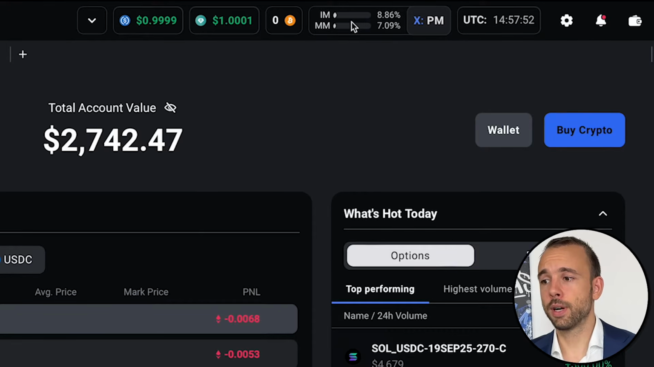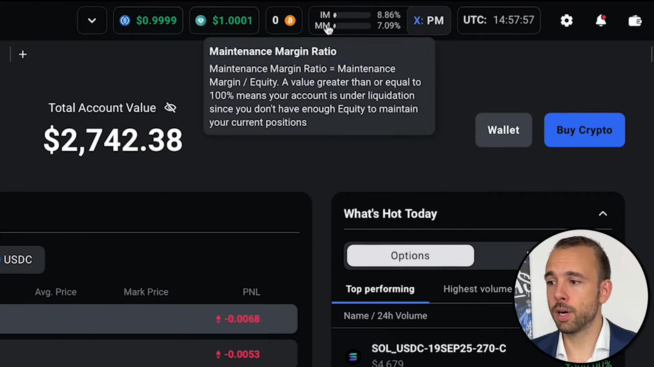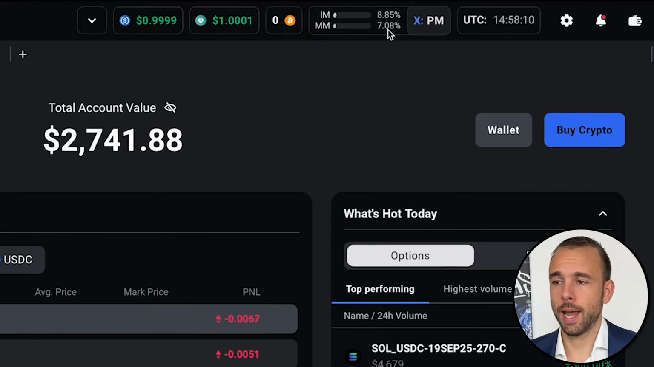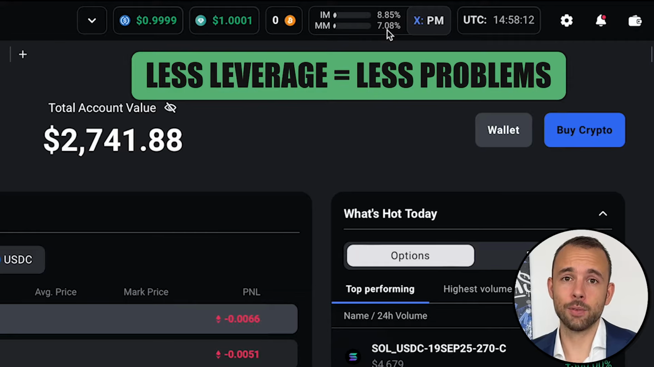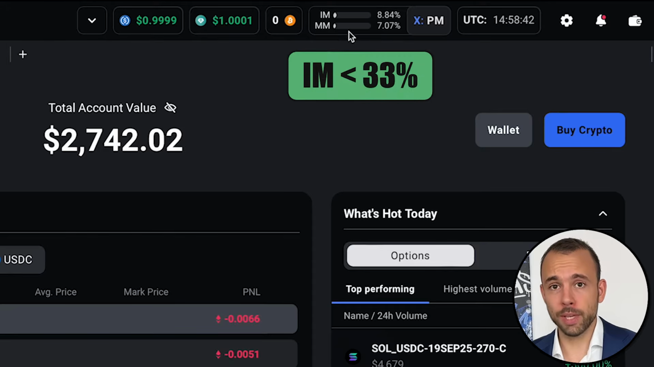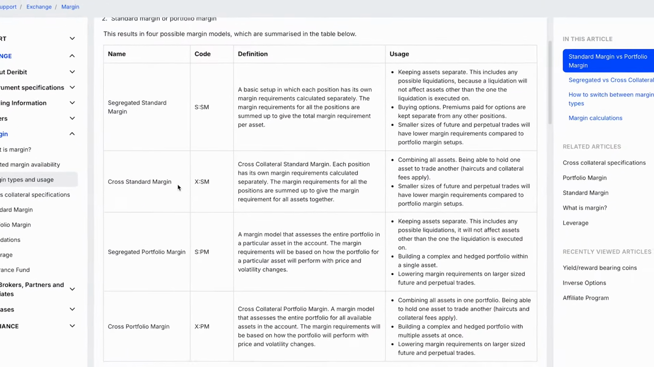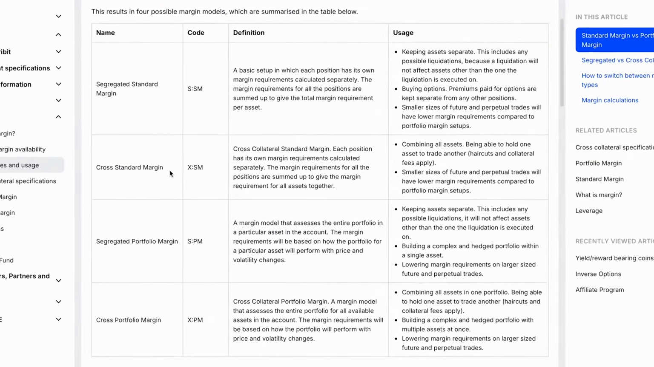As you can see, for example, my initial margin is equal to 8% and maintenance margin is equal to 7%. This is because I don't use high leverage for my trading, and as a result, my margin requirements are very low. I always try to keep my initial margin lower than 33%. In this case, I can be on the safe side and not be scared that my position will be liquidated. A bit later, we will talk exactly about the 4 different margin types that are available on Deribit.